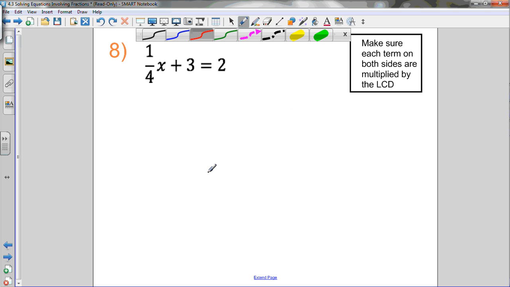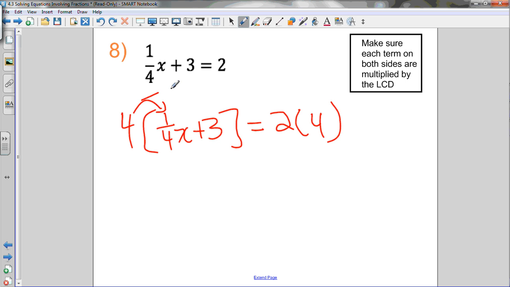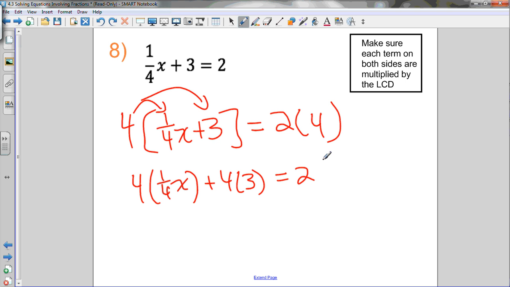Let's do that. Make sure when you're multiplying both sides of the equation by the lowest common denominator, all the terms on both sides have to get multiplied by the lowest common denominator. So the denominator is 4, so multiply the left side by 4, so 4 times (1/4 x plus 3) equals 2 times 4. I need to multiply both terms by 4. So I need to do 4 times 1/4 x plus 4 times 3 equals 2 times 4.